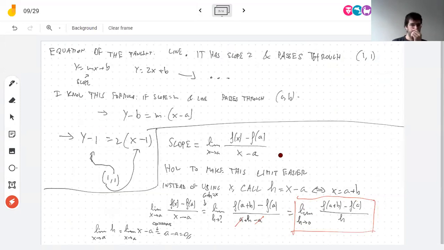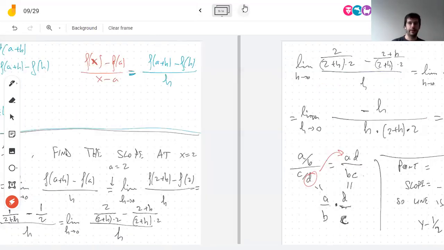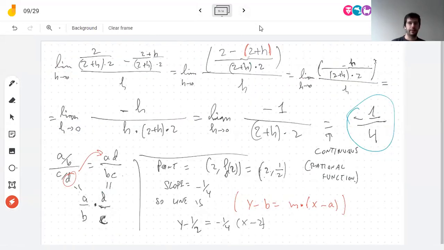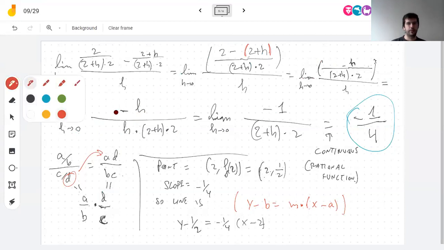I had negative one in the denominator because the h is canceled, right? Yes. Here, I had some h's, and if you divide by h, you get a one. So this cancels with that, yeah.